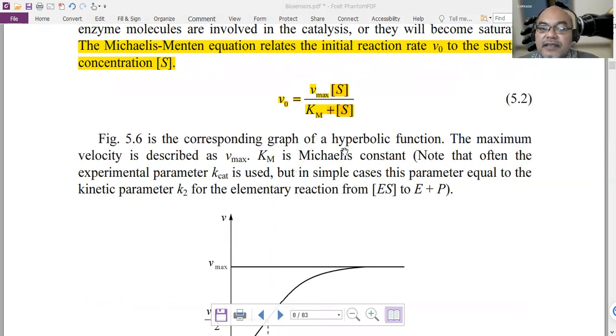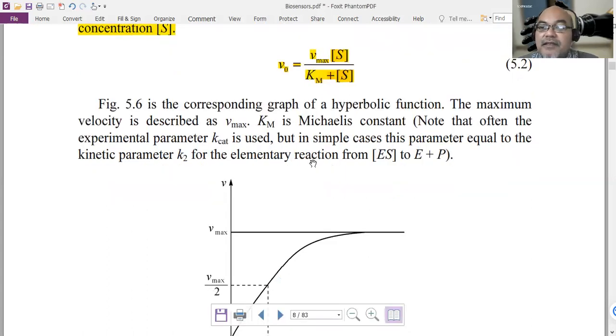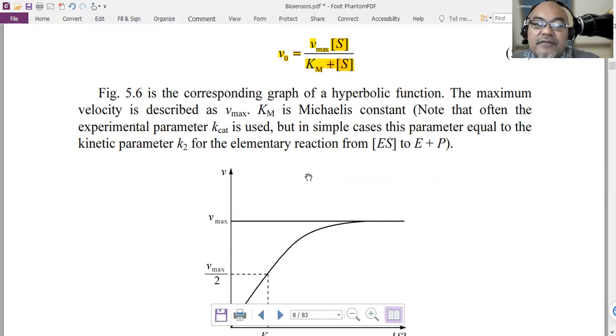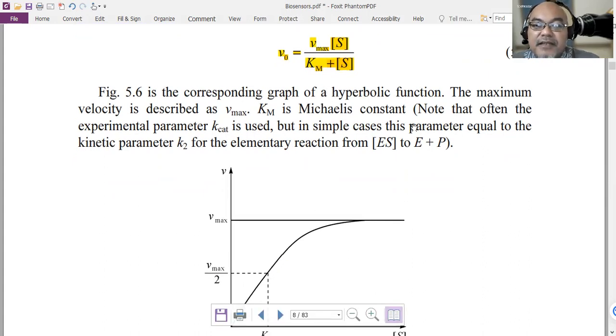Yeah, with the Michaelis-Menten equation, this is basically an asymptotic curve. Yeah, it will saturate at Vmax here. When the concentration approaches infinity, Km will be neglected compared to S here. The S will cancel each other, so V0 will be equal to Vmax. Km is the Michaelis constant.